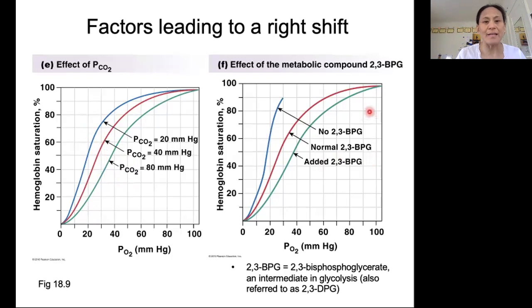And then finally, this compound 2,3-BPG, which stands for 2,3-bisphosphoglycerate. That's an intermediate in glycolysis. It's also called 2,3-DPG, 2,3-diphosphoglycerate. But in any case, if we're metabolizing a lot, we're going to be making a lot of it. So if we have a lot of 2,3-BPG, that is going to shift our curve to the right.